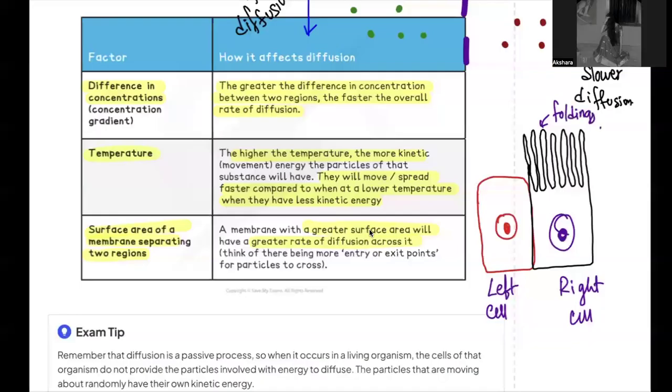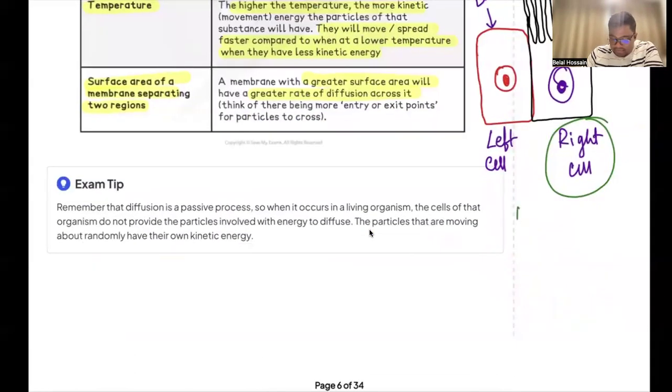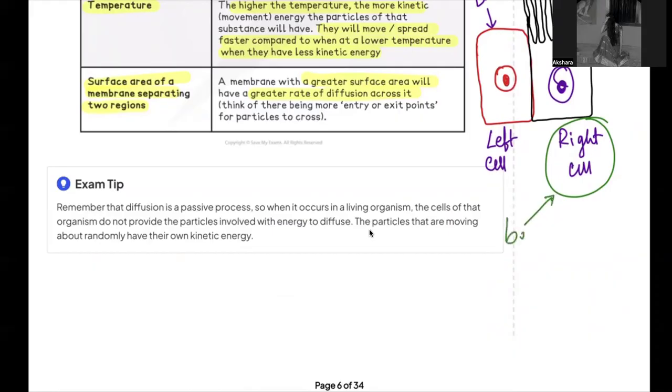And here, low surface area. So now, which one would be better at diffusion? Obviously, this right cell would be better at diffusion, right? But then when the surface area is smaller, wouldn't it spread out faster?